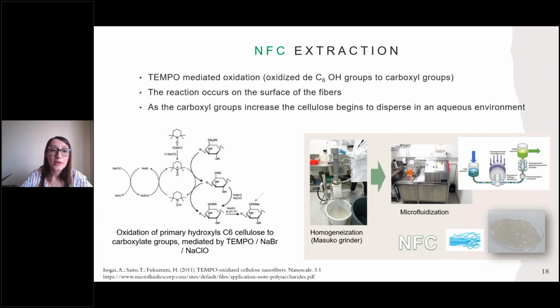pineapple leaf fiber was mediated by the TEMPO oxidation first. The TEMPO oxidation is a specific process to oxidize the hydroxyl groups in carbon-6, and then we apply a grinding process with a Masuko grinder and homogenization, and then microfluidization. By this process, you can get this type of hydrogels.